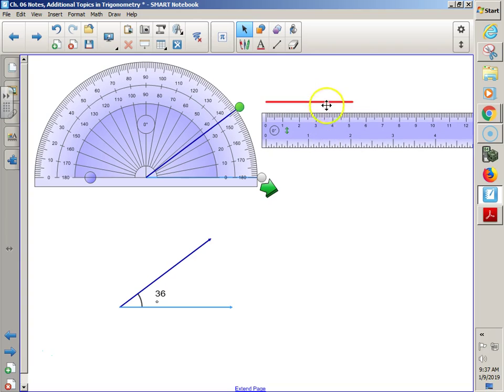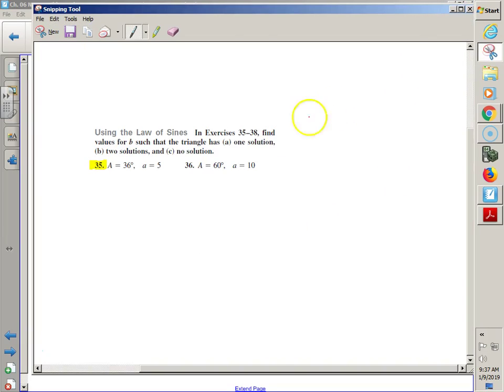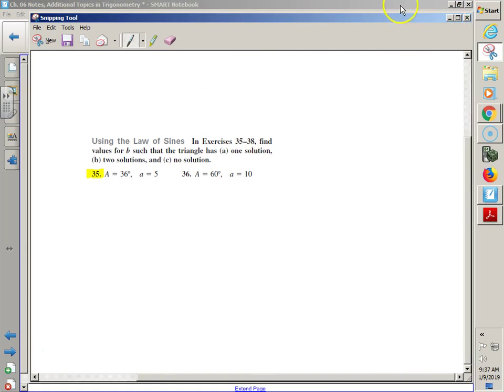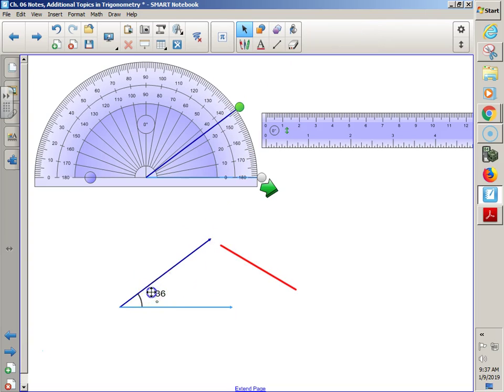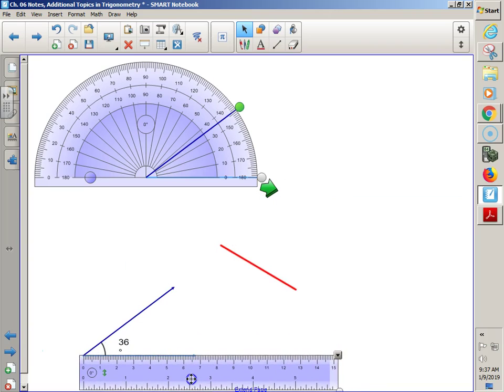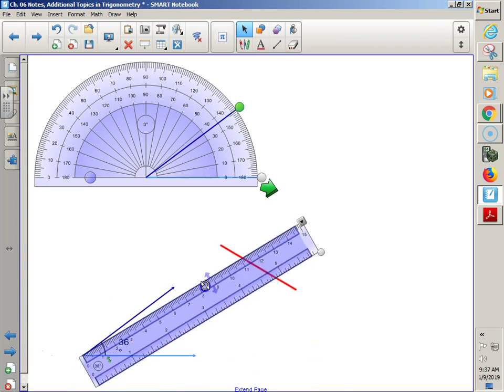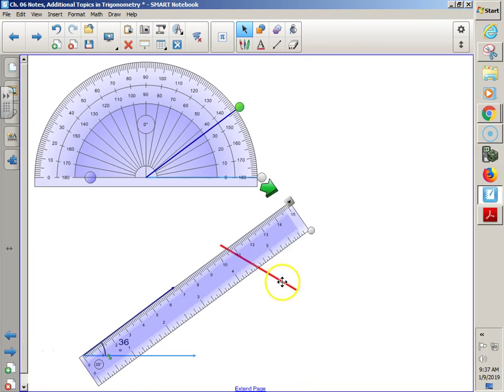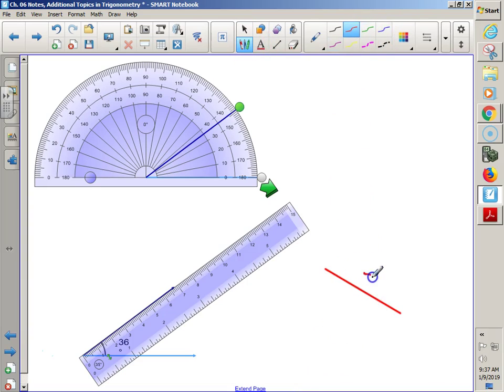So here's the struggle. They gave me this guy, and they're asking me to make this guy have either, I think, is it 0, 1, or 2? Yeah. No solutions, 1 solution, or 2 solutions. They did not tell me what's going on with this little side. It could be long, it could be short. For the sake of purposes, what would happen if this side was shorter than 5? Here's my 5 right here. I can go ahead and write 5 really quickly.